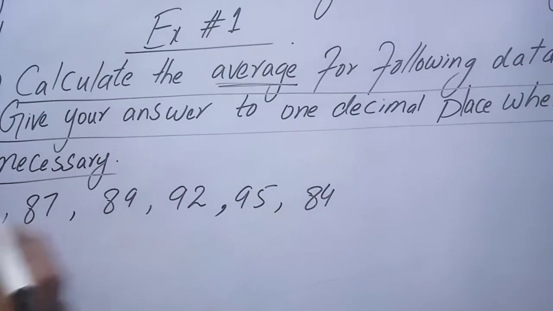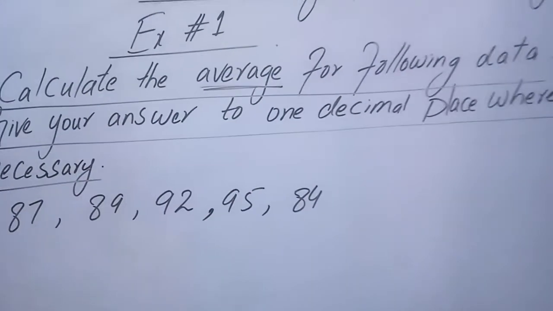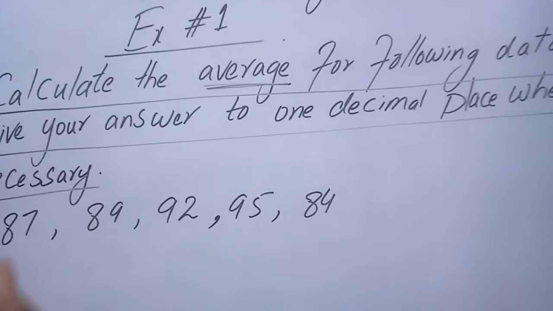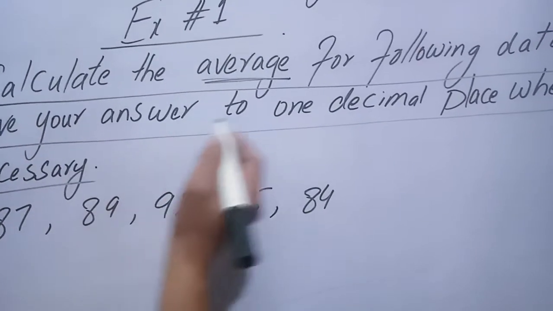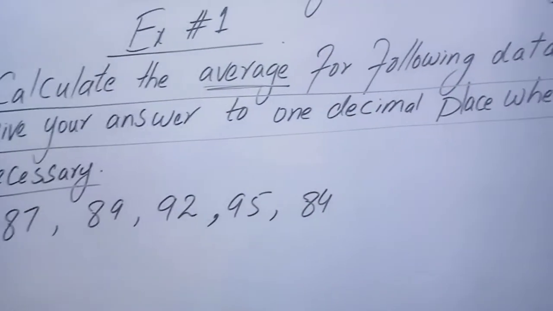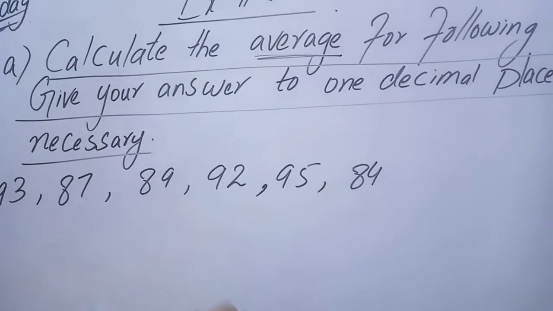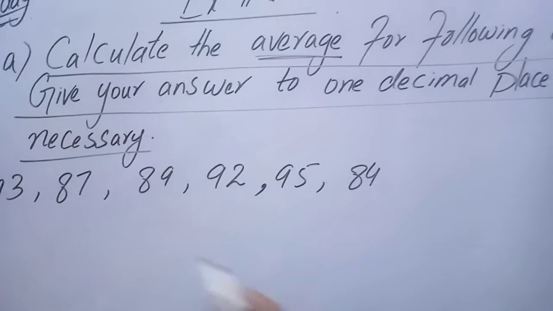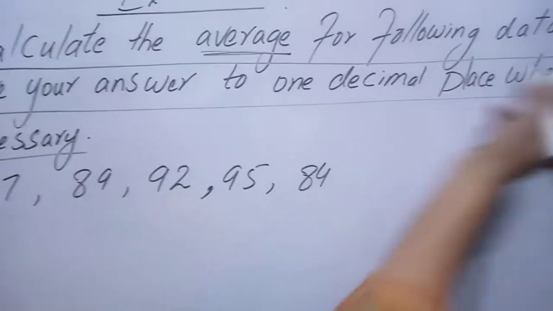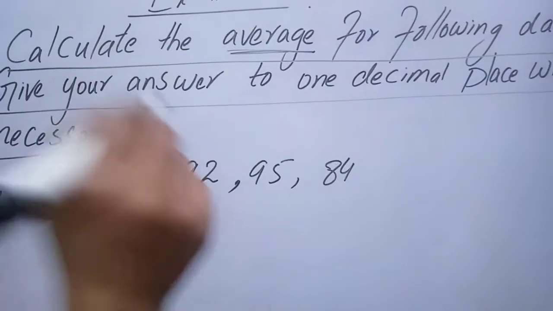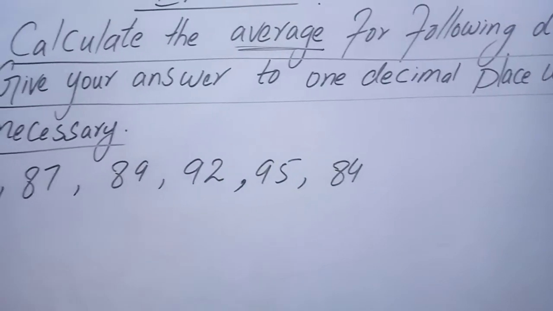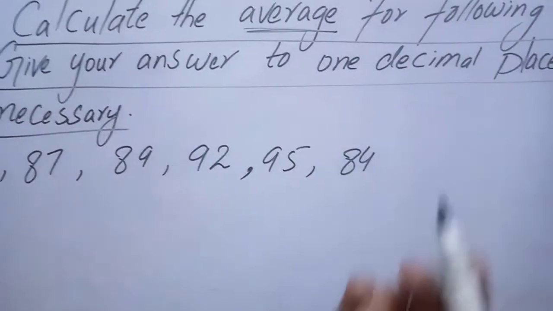This is the data given to us, and what do we have to find out? The average. The second instruction given to us is to give your answer to one decimal place. The second necessary thing given is to give the answer to one decimal place, I will tell you later. And they said where necessary, meaning it applies only where needed, and where it is not needed this rule is not required.